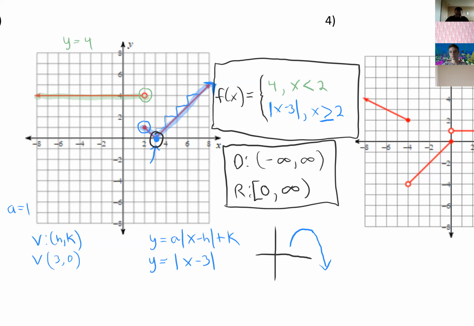Mr. Morrison, if it doesn't curve like a parabola, and there's no square or cube, will it always be absolute value? If it makes a V, that's how you know it's an absolute value. Yeah, it always has a corner. It turns a corner when it's an absolute value graph.